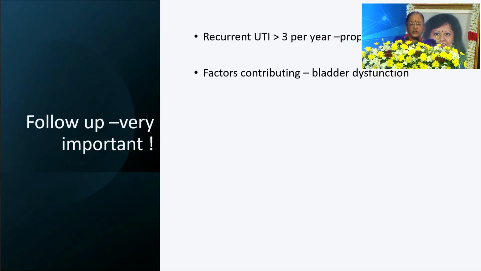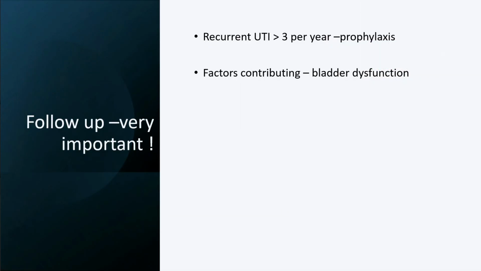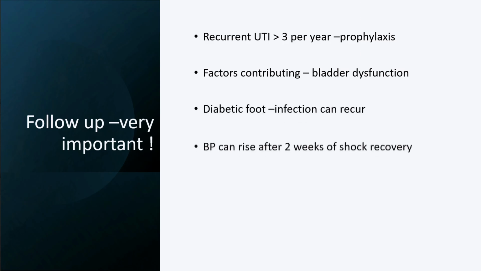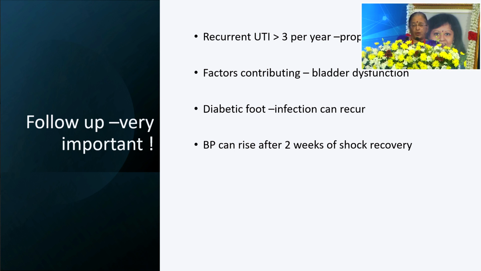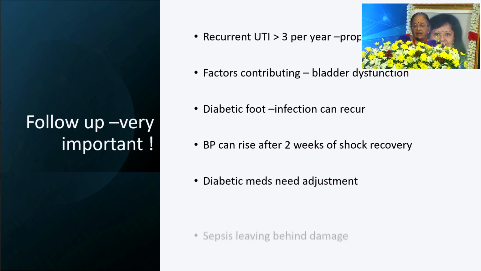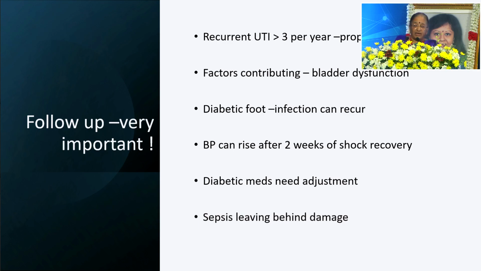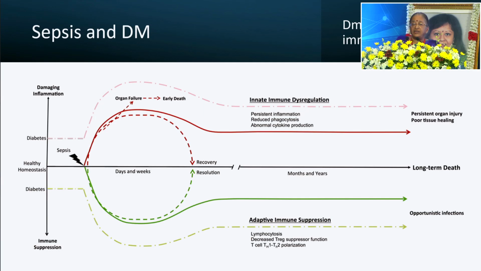The follow-up is very important, because if you have a UTI more than 3 times, you don't want him to come back with septic shock. Please put him on prophylactic antibiotic. Diabetic foot: control the infection, give him proper shoes, avoid trauma. BP, look at it and check again. Diabetic medication will require adjustment, and sepsis leaves behind damage. So you can see the chart here which is showing you, compared to the normal person, the diabetic patient takes a longer time to recover the immune function.